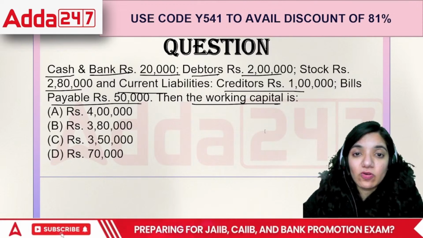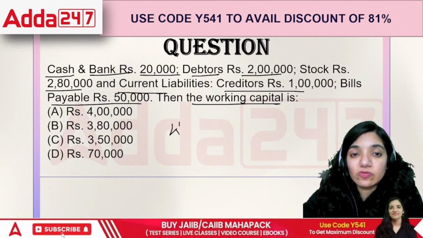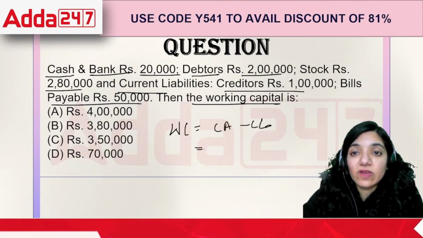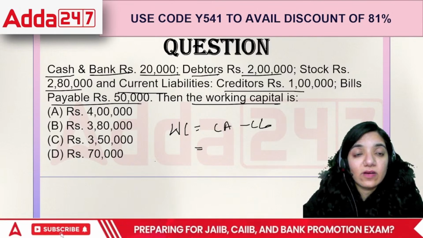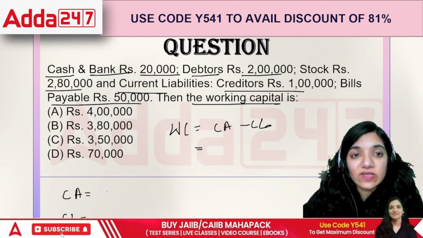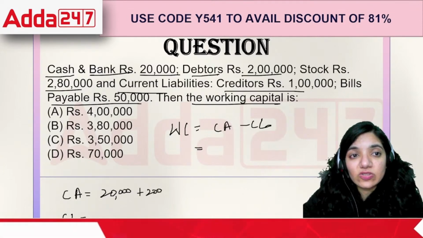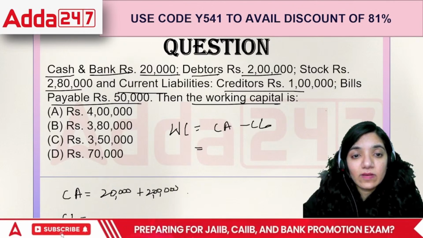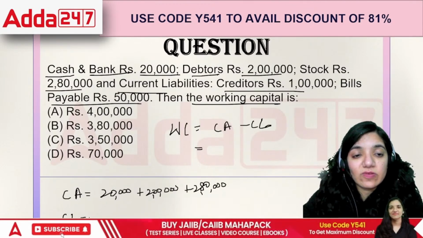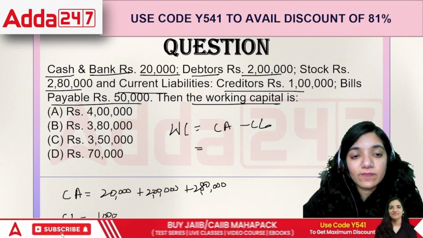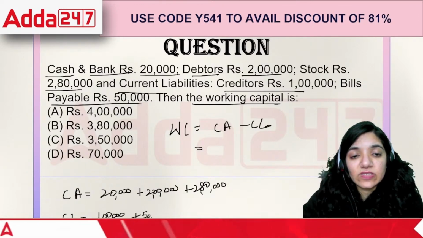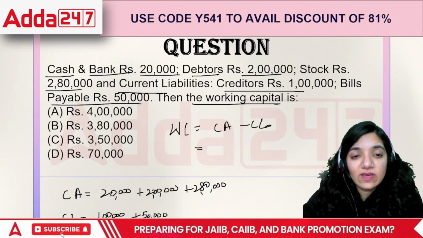Working capital of an organization can be defined as WC is equal to CA minus CL. So how do we record it? It would be to add up all the current assets and add up all the current liabilities. The current assets include 20,000 plus 2 lakh plus 2,80,000. In terms of liabilities, add up 1 lakh plus 50,000.